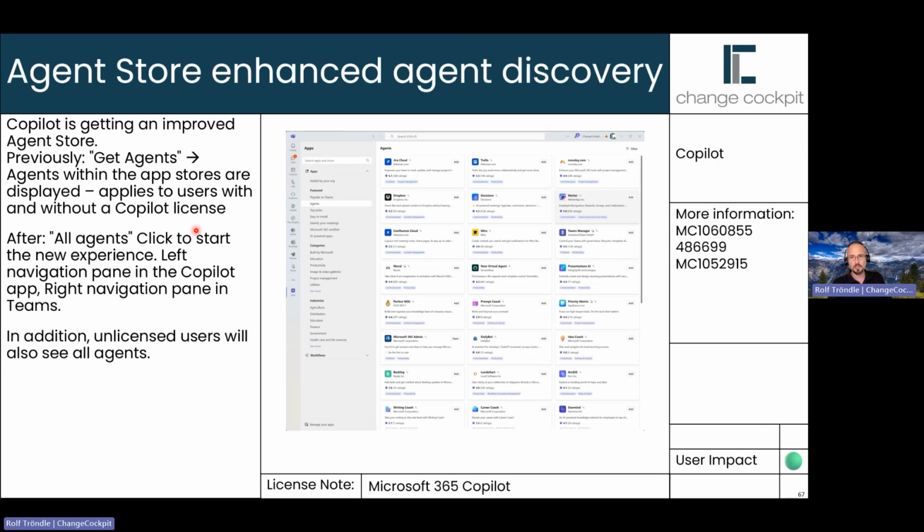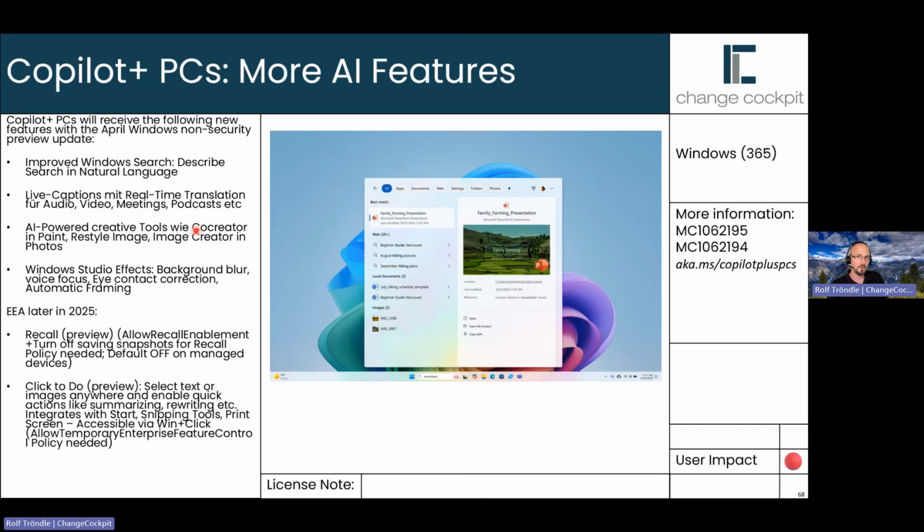So only when they use it, it will cost something. Then we have some quite a special update here. Copilot Plus PCs will get more AI features. Copilot Plus PCs are PCs containing an NPU, neural processing unit, and they were announced around 1 year ago.